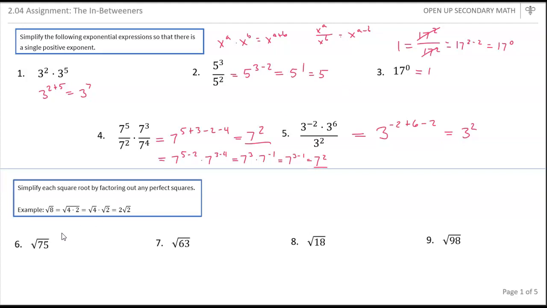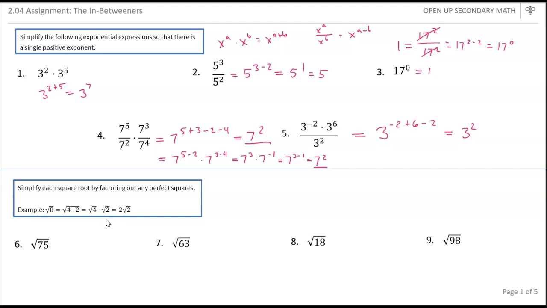So now let's take a look at these next problems. It says simplify each square root by factoring out any perfect squares. And they gave us an example here. So root 8 is the same thing as root 4 times 2. We're just factoring that out. 4 times 2 is the same thing as 8, which is the same thing as root 4 times root 2. And then 4 is a perfect square, so we can square root that to 2, and then the root 2 stays the same.